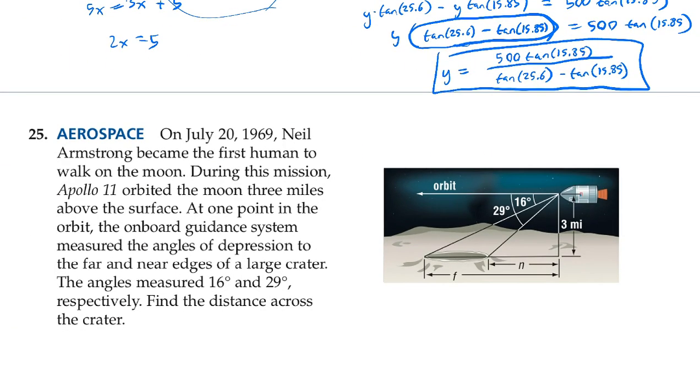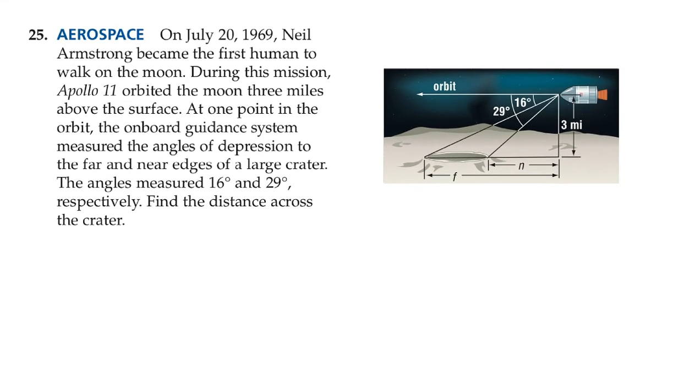Okay, so let's do a couple more problems here. We've got aerospace. So on July 20, 1969, the first human walked on the moon. During the mission, they went around the moon 3 miles above the surface. At one point in the orbit, the onboard guidance system measured the angles of depression. Oh yeah, so this is just that same type of problem. And so find the distance across the crater.